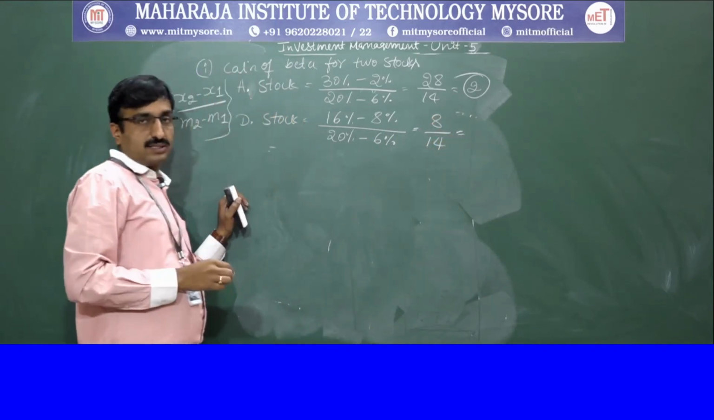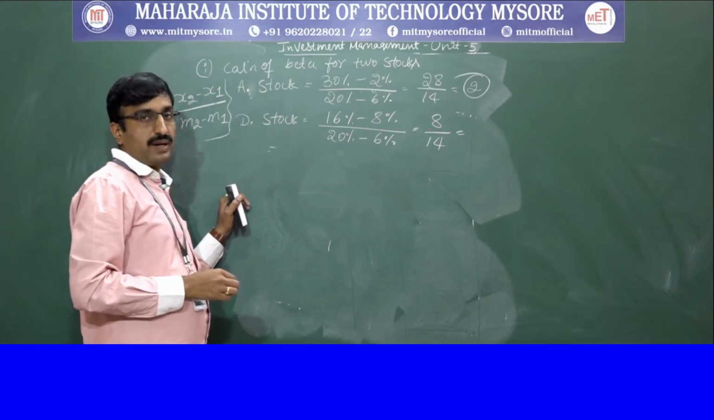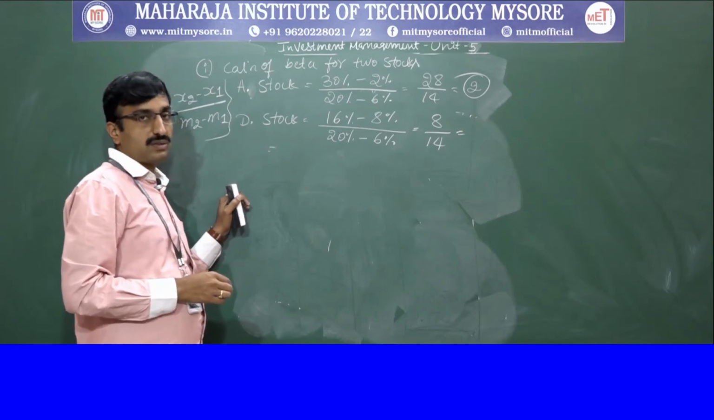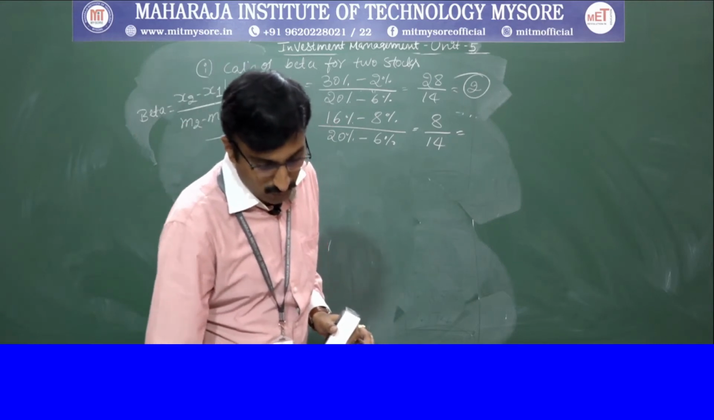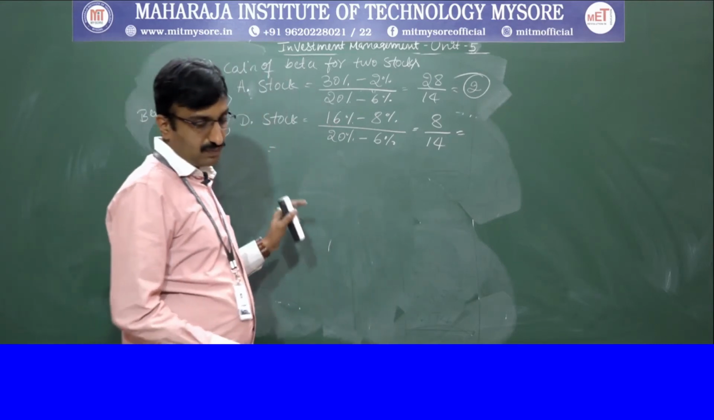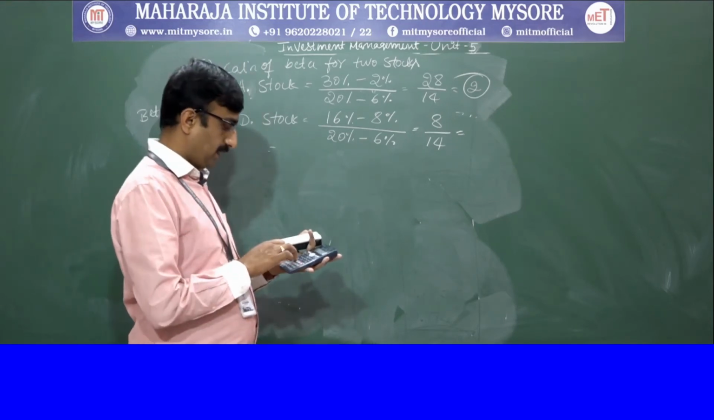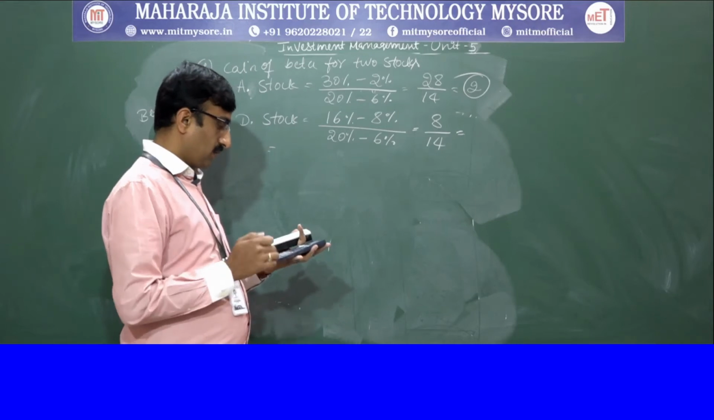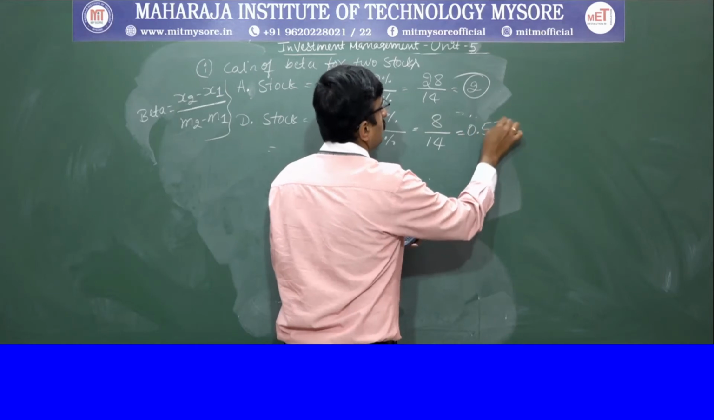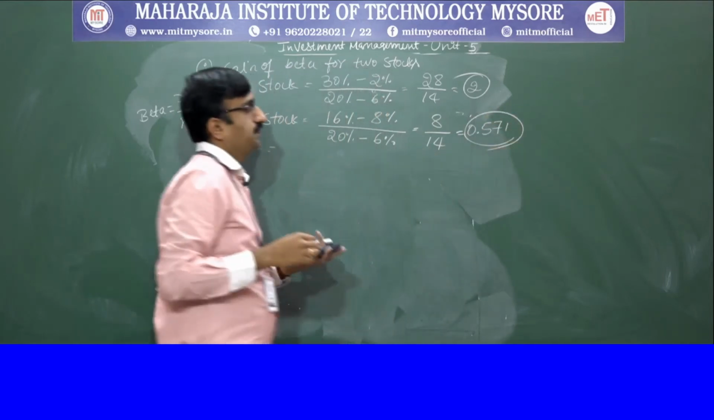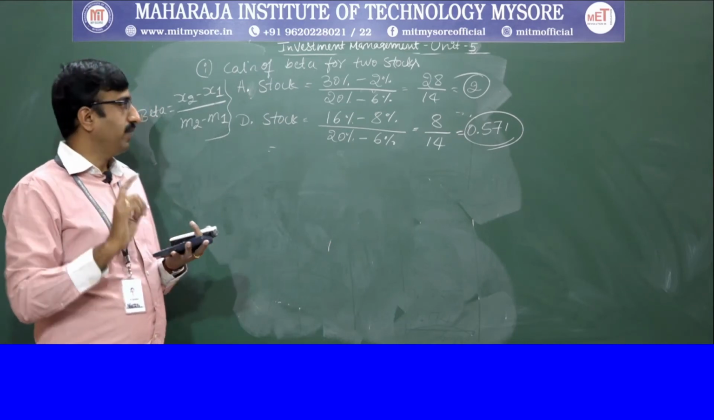We have to take it like this. If you do 8 divided by 14, you will get 0.571. Okay, this is the calculation for beta. The first question we have answered.